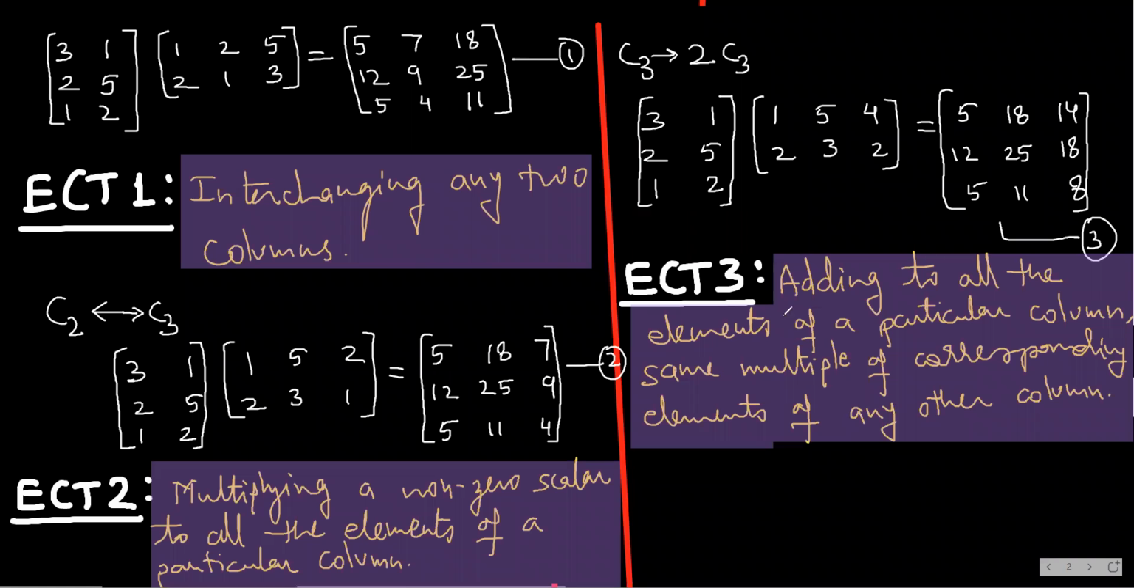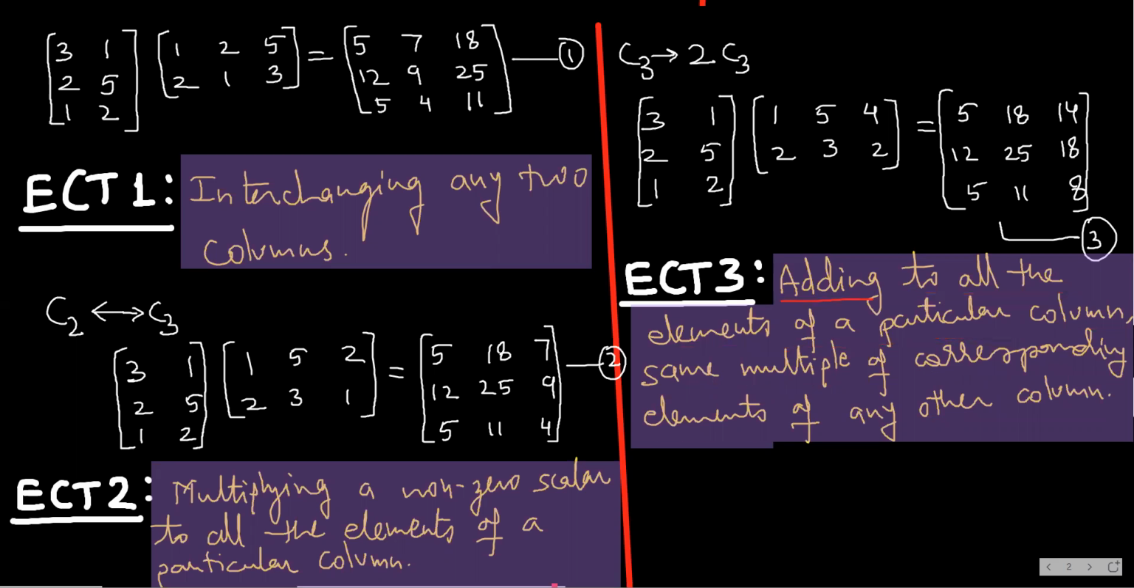Now we have elementary column transformation number 3. See, what is it? It says adding to all the elements of a particular column the same multiple of corresponding elements of any other column. When you have understood ERT3, ECT3 is going to be simple for you. It's only that there we had rows, here we have columns.